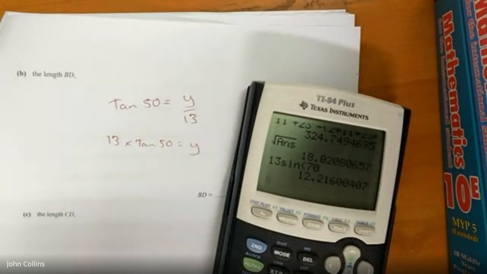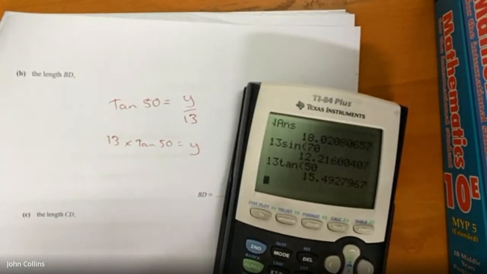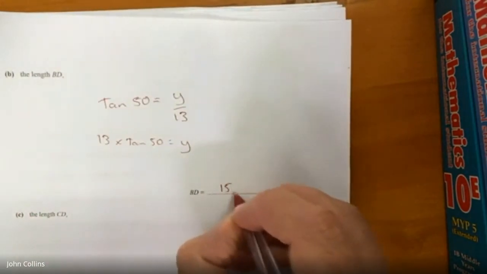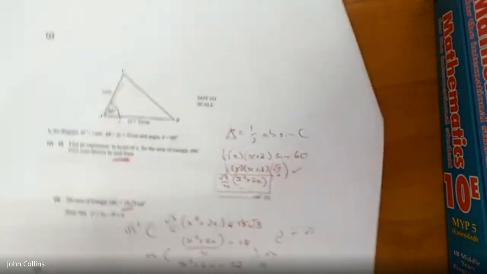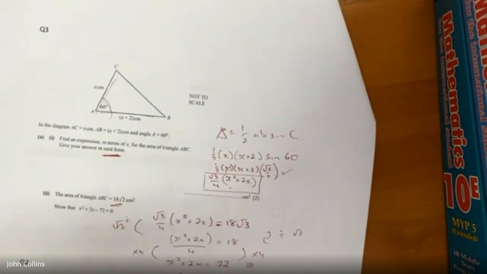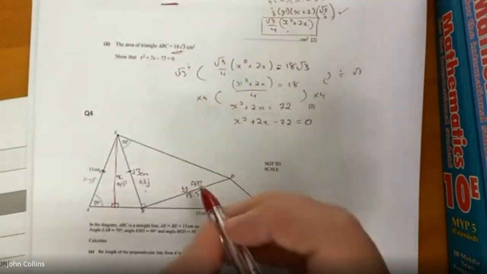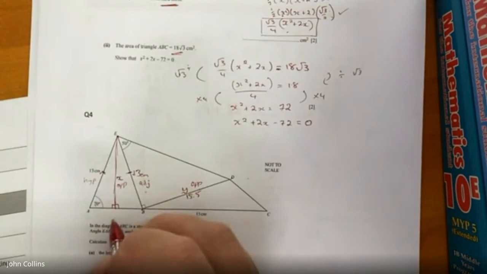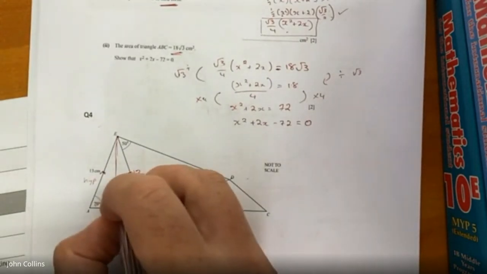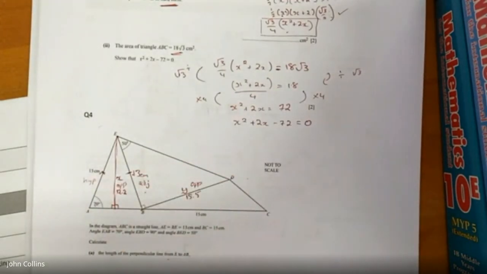Hopefully all your calculators are already in degrees and not in radians. And you just type this in. 15.5, to three significant figures. Okay, so I know that's 15.5 on my diagram. I did find x as well to be 12.2. Just put it in just to see. And I know the last question is probably going to be harder, or last two.